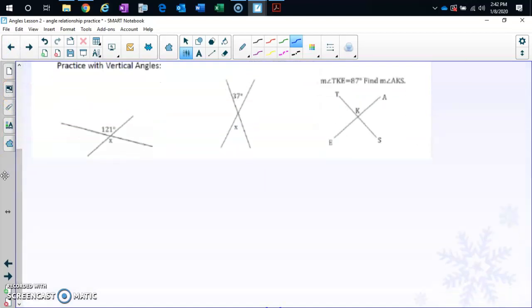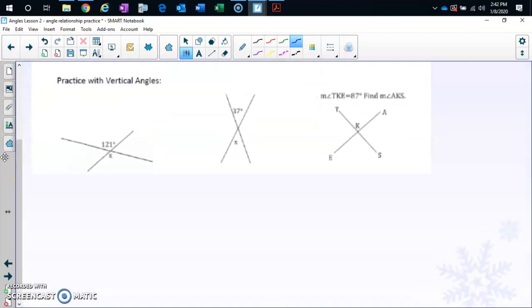Okay, here we go. Vertical angles. These two angles, straight across from each other, they are vertical. What do we know about vertical angles? They are the same or congruent. So, x equals 121. Vertical. That equals that. Done. These two angles, vertical. X equals 37. Done. Now, this one is tricky.